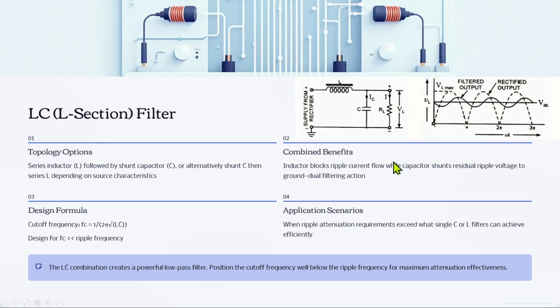So this gives cleaner DC than either L only or C only can provide. First the inductor will smooth the signal and then the capacitor will reduce the ripple further. So this is the application of LC filter. Depending on your requirement, you can generate the filter as we require.